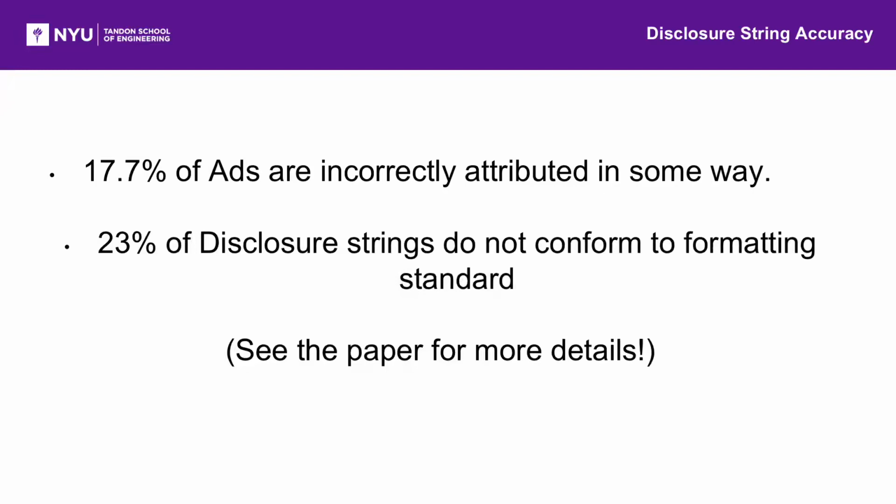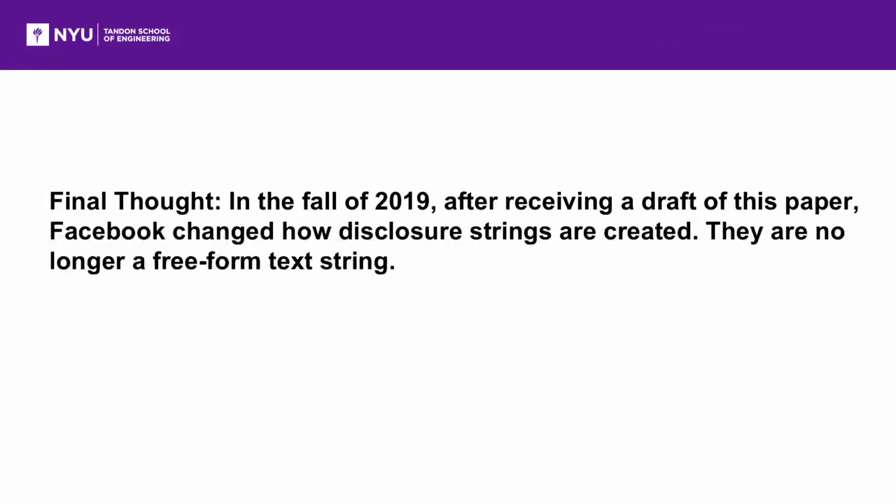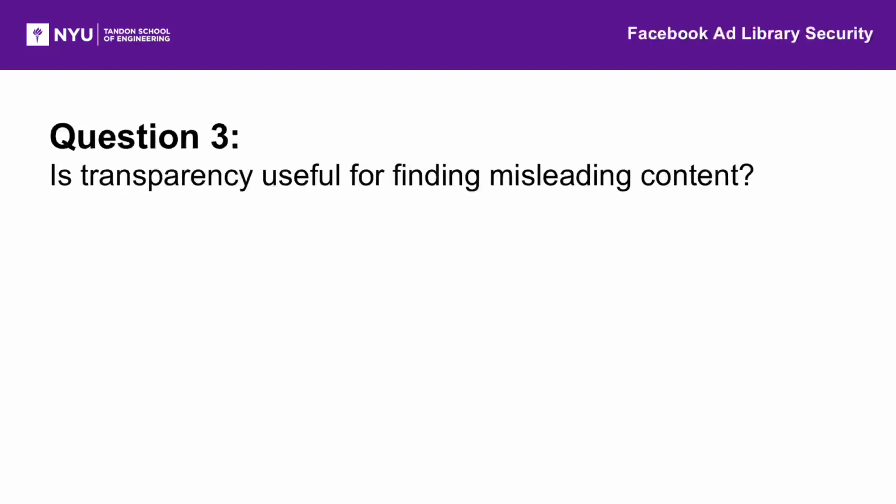So between the lack of enforcement and these more general errors by honest advertisers, we don't recommend disclosure strings be used to understand political ad spending. However, and this is a big however, in the fall of 2019, after receiving a draft of this paper, Facebook changed how disclosure strings are created. They're no longer a free-form text string. So we're hoping that they'll be useful in the future.